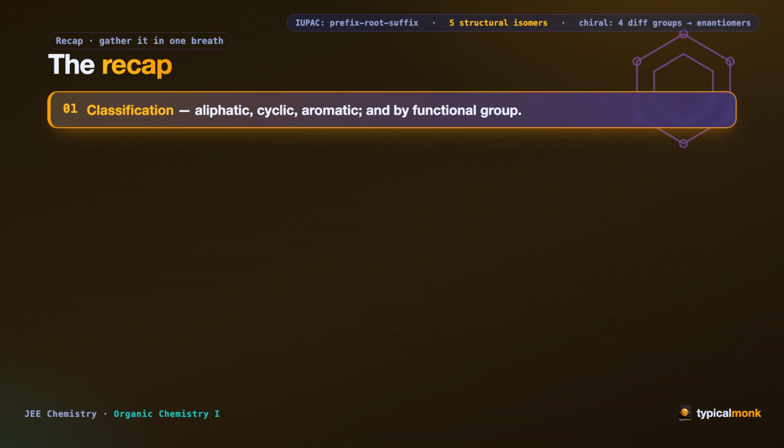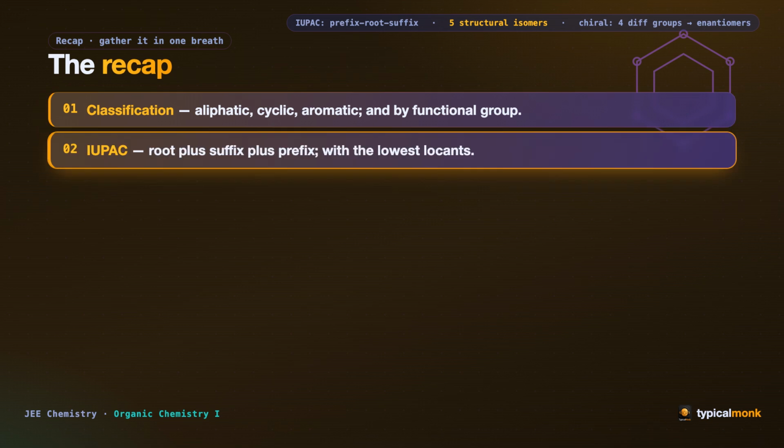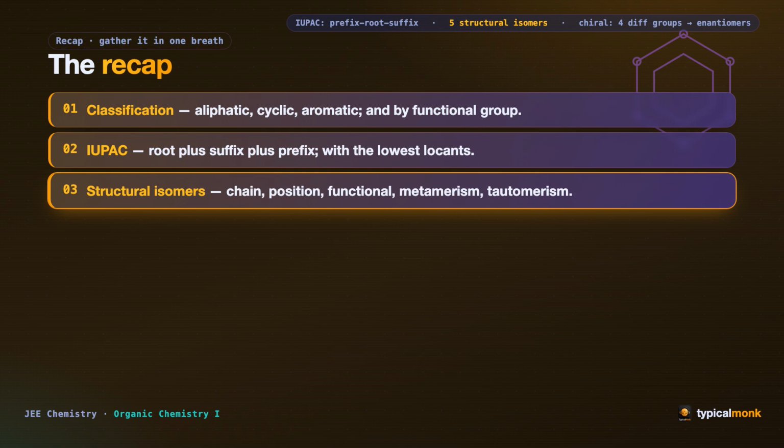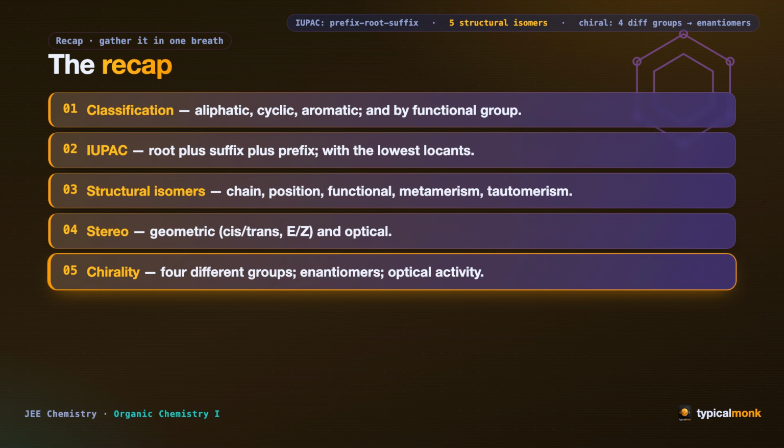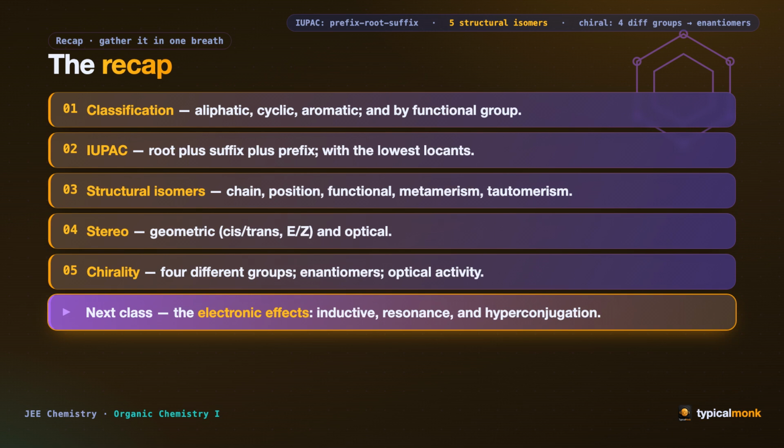The same side. Let us gather it all in one breath. Classification: aliphatic, cyclic and aromatic, and by functional group. IUPAC: a root plus a suffix plus a prefix numbered for the lowest locants. Structural isomers: chain, position, functional, metamerism and tautomerism. Stereo: geometric, which is cis and trans, or E and Z, and optical. Chirality: 4 different groups, enantiomers, and optical activity. Next class, the electronic effects, the inductive effect, resonance, and hyperconjugation.